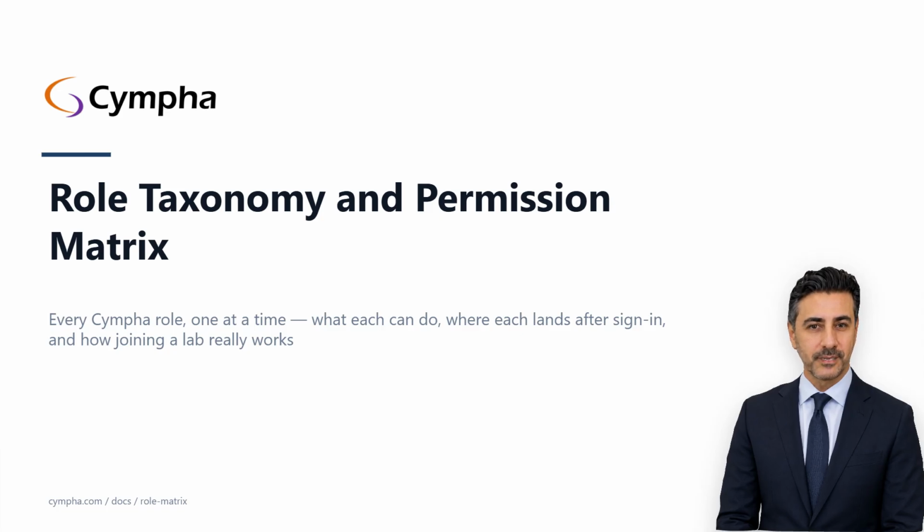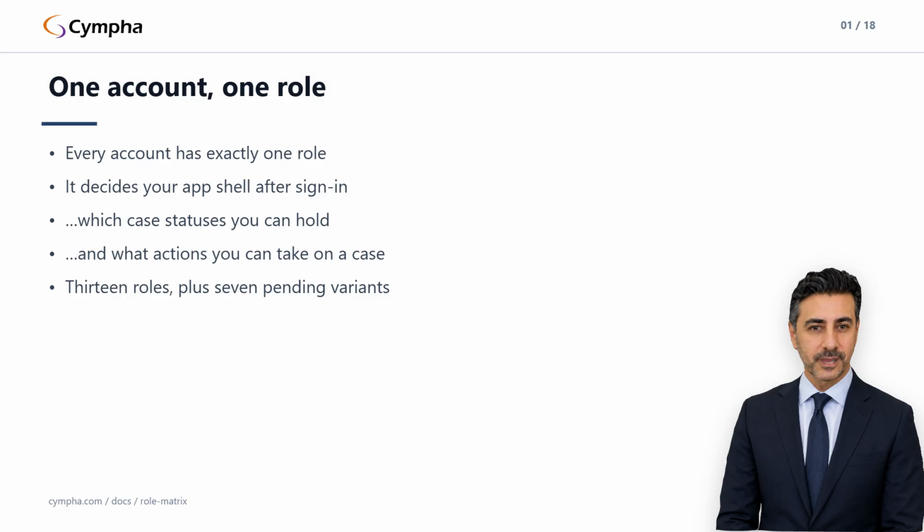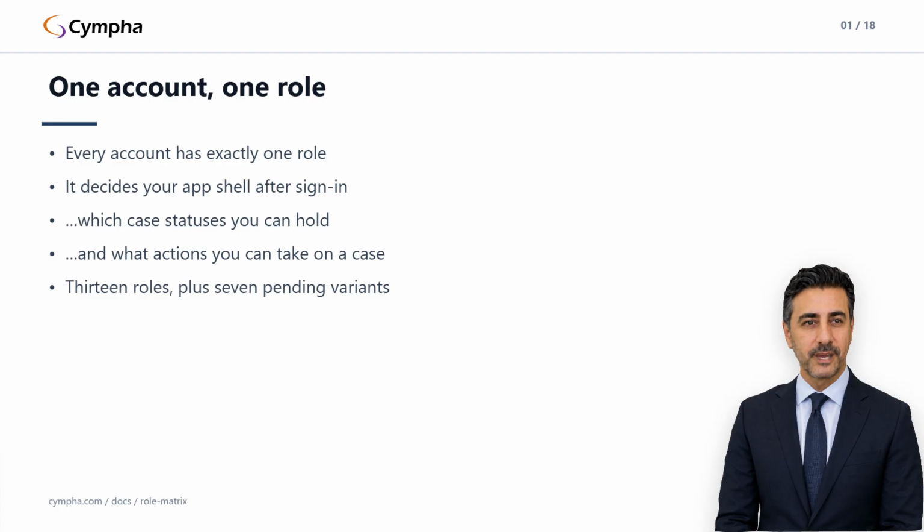The whole role model fits in one sentence. Every Cympha account has exactly one role, and that role decides three things: which app shell you see after sign-in, which case statuses you can hold, and what actions you can take on a case. Everything else in this lecture is detail hanging off that sentence. Cympha defines 13 roles in total, plus 7 pending variants used while a lab-affiliated role waits for a lab manager's approval. We'll get to those near the end.